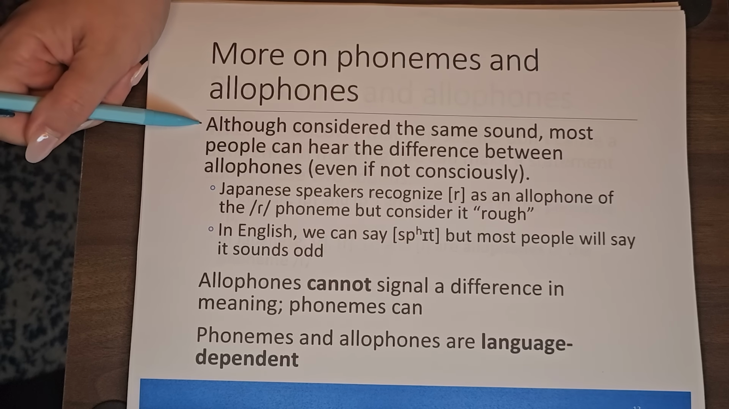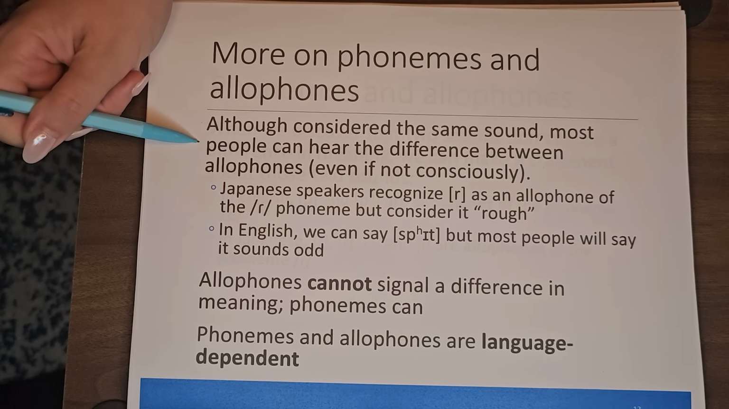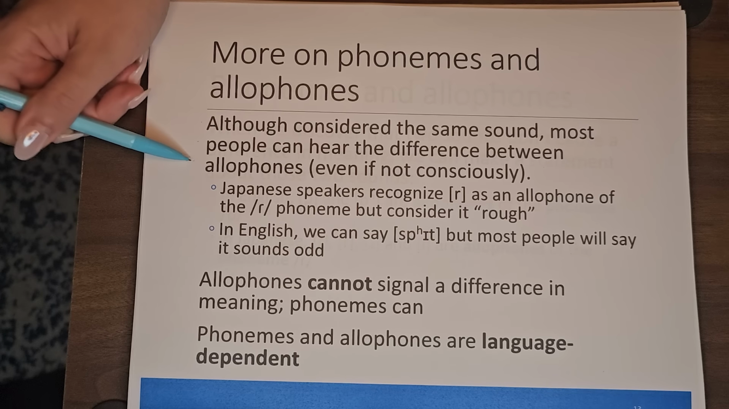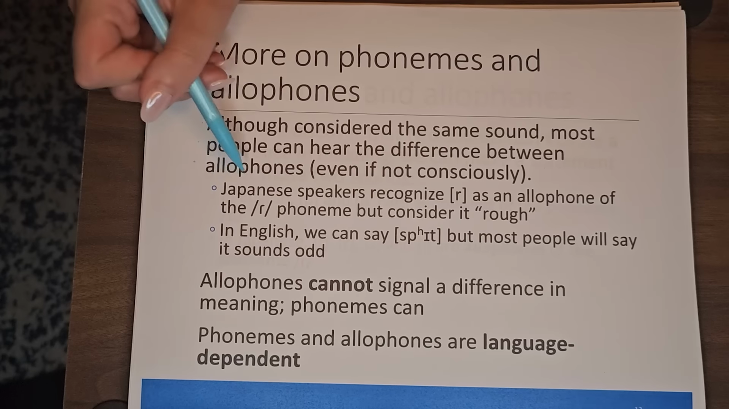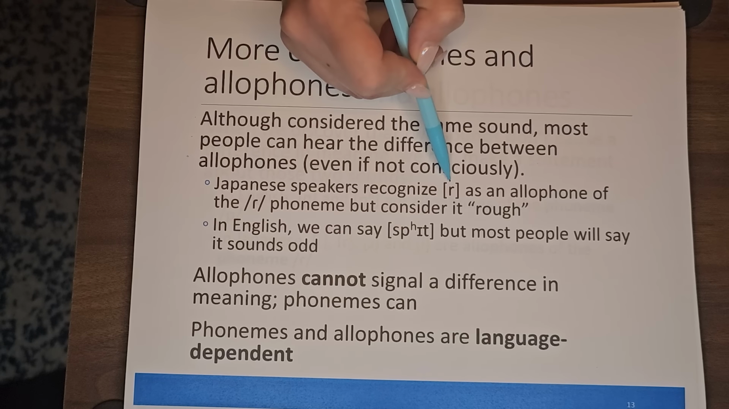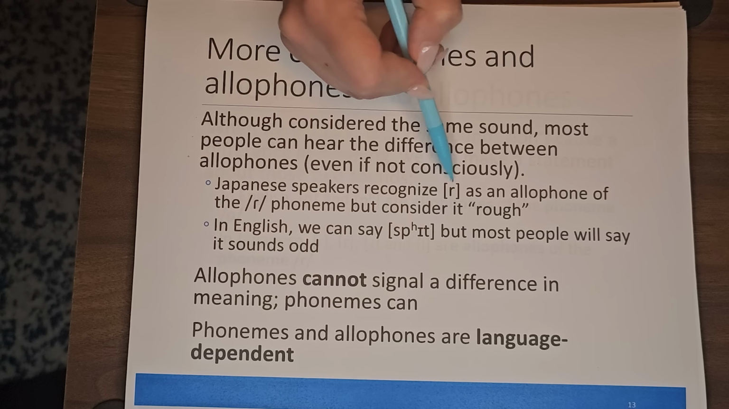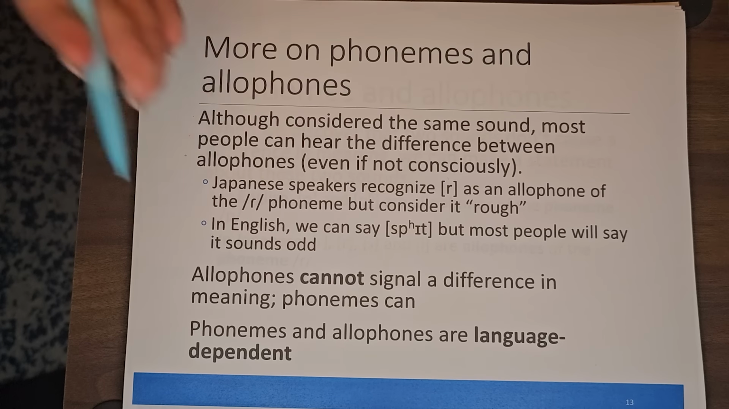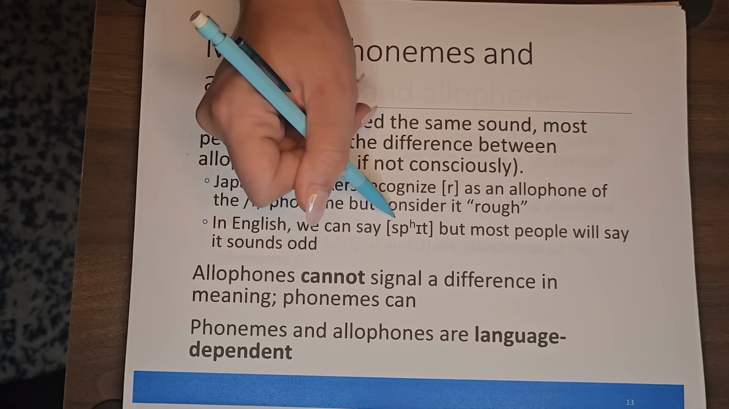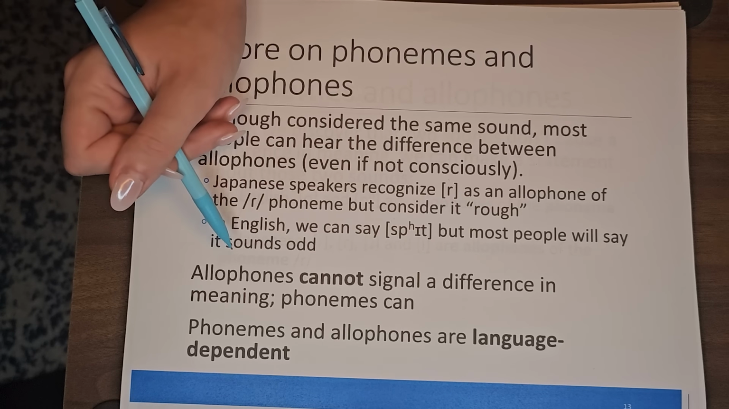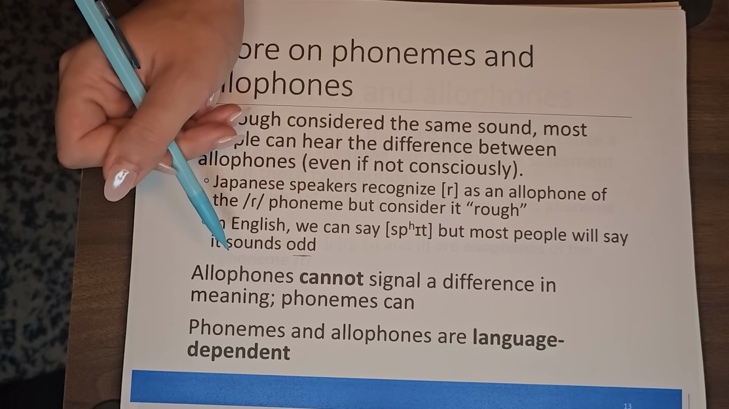So although allophones are considered the same sound, most people can hear the differences between allophones, even if you don't do so consciously. Japanese speakers recognize the difference between the different r sounds, but they aren't considered meaningfully different. In English, we could say spit, spit, and most people will understand what we mean, but you'd likely say that it sounds like an odd pronunciation of spit.